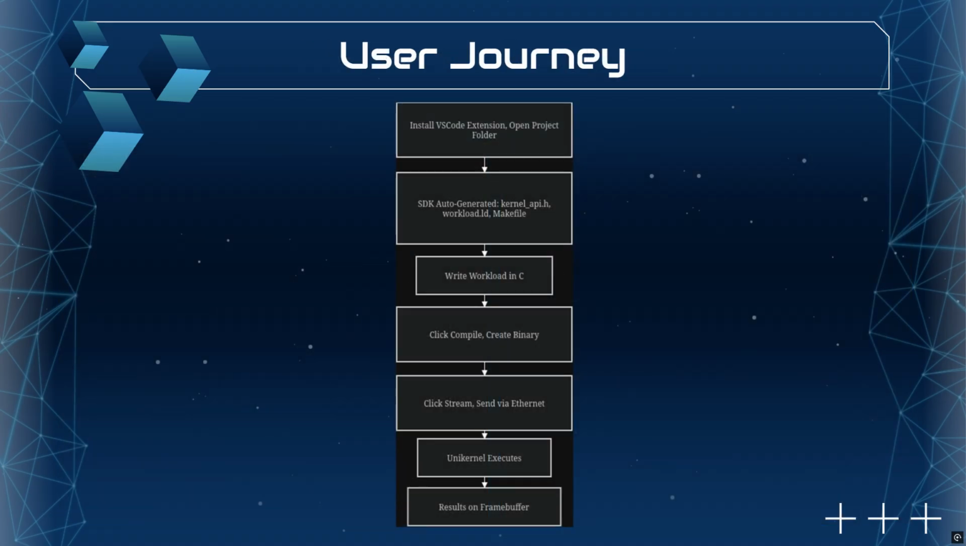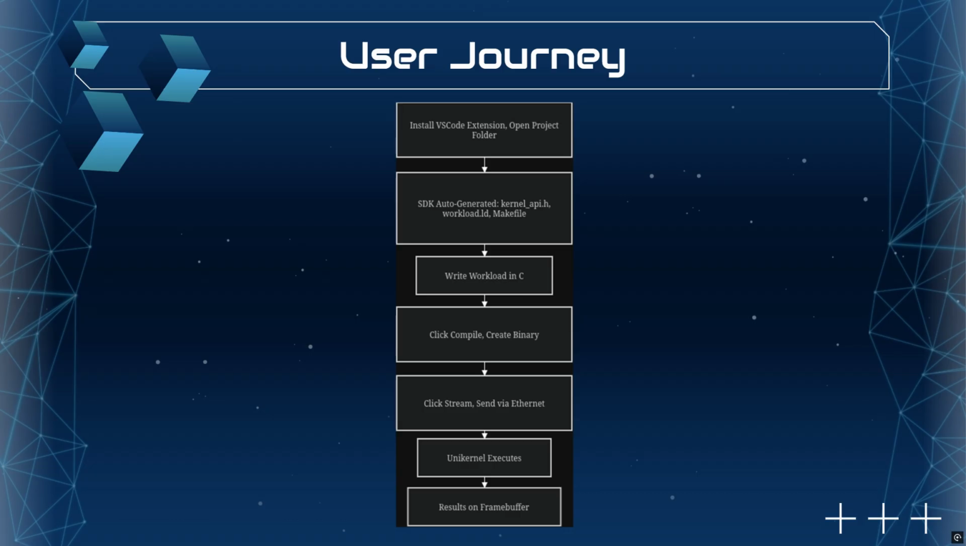So this is the user journey and what the experience actually ends up looking like end to end. If someone wants to use the OS, they'll need to install the VS Code extension. Then by opening their project folder, the SDK will auto-generate the header file, linker script, and makefile, all of it ready to go without any manual setup required.